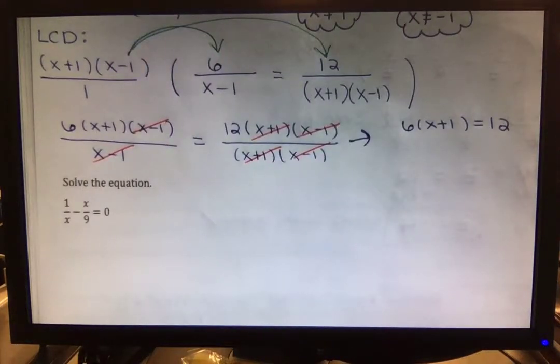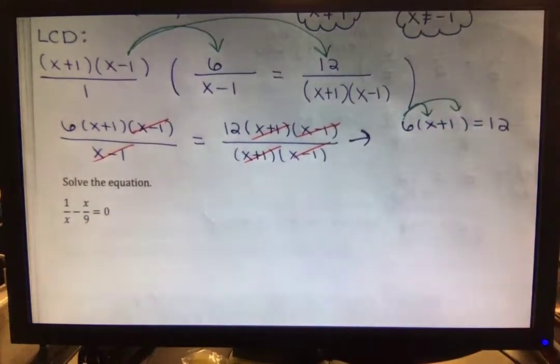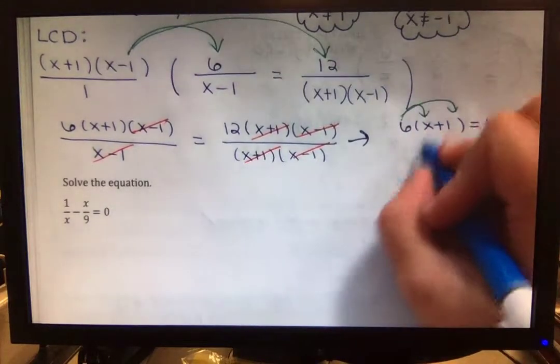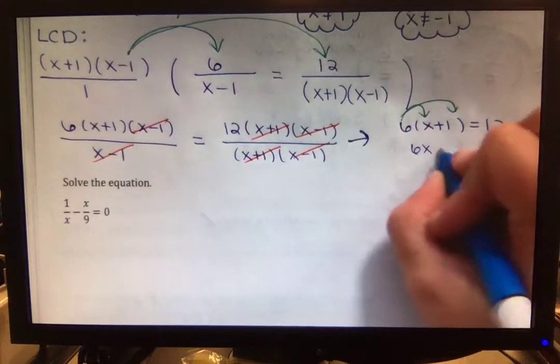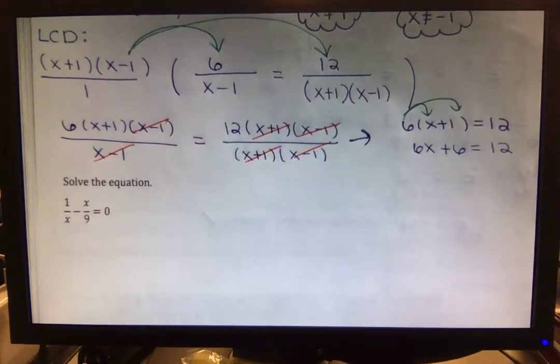How do you want to solve this thing? Distribute. So we have 6 times x is 6x. 6 times 1 is 6. So 6x plus 6 equals 12. Subtract 6 from both sides.